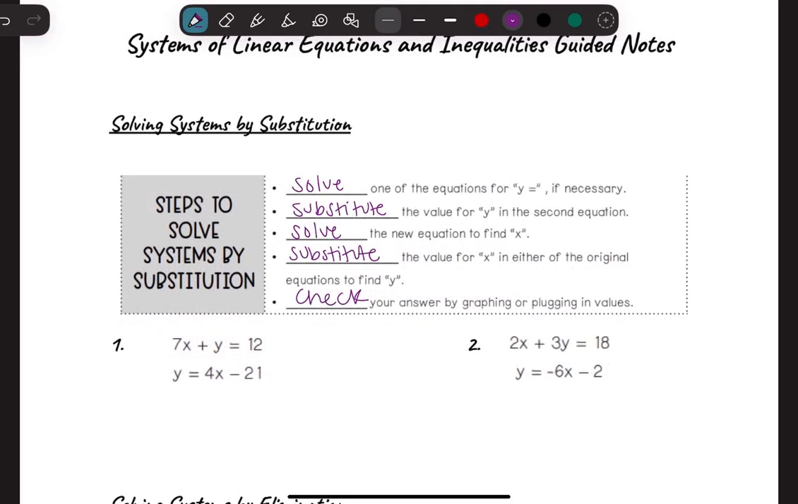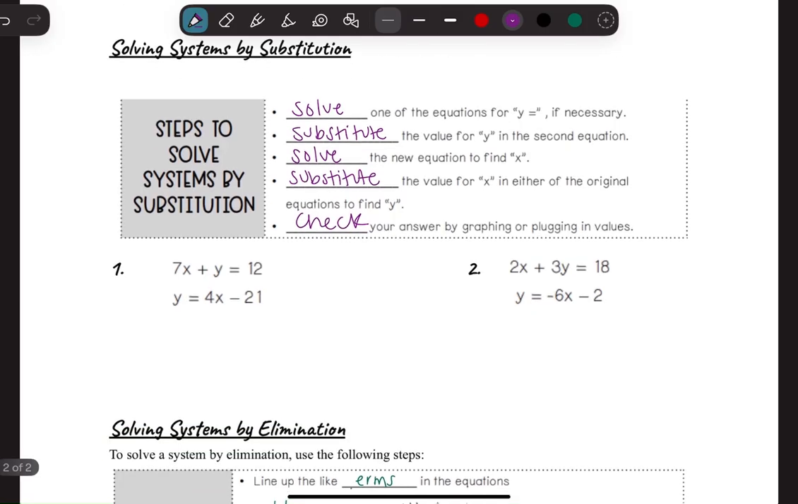The steps to solving systems by substitution are basically solve, substitute, and then you can check your answer. You would solve one of the equations for y, then substitute that value for y into your second equation, and then solve the new equation to find x, then substitute that value back in to either of the original equations to find y. So it's a little confusing just listening to the steps, but if I show you, you'll probably get the picture.